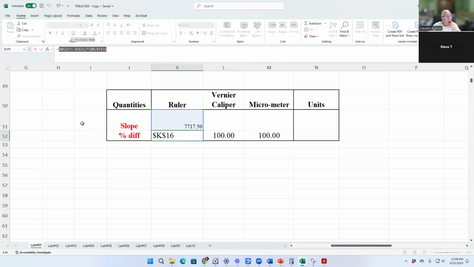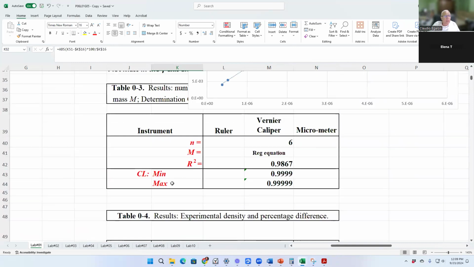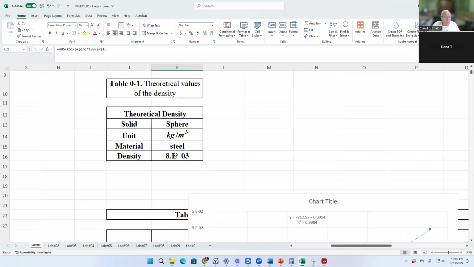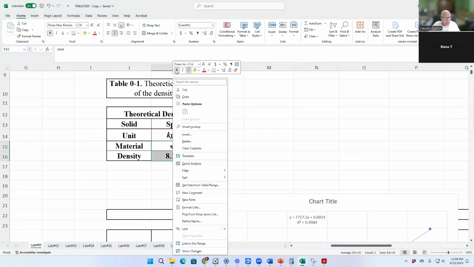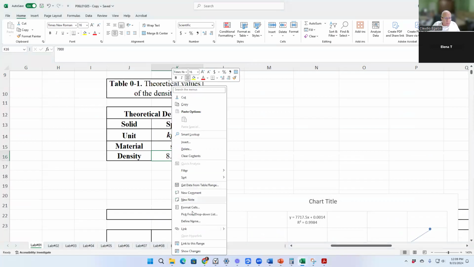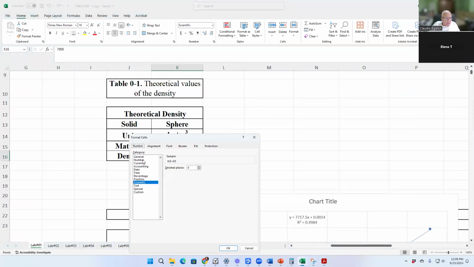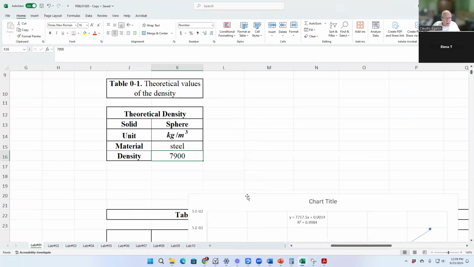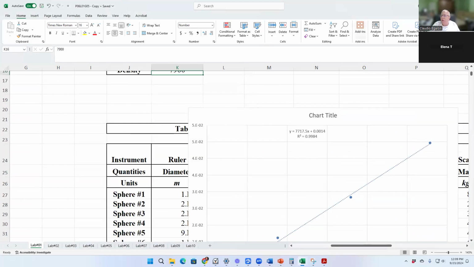Hold on. Okay, yeah, I see it. So do you have the formula there? Yes. Okay, so maybe the problem is that you didn't log the density here at the top. Did you log the density here at the top? I did. But it's not calculating? Okay, you've got to share your screen with me so I can figure out what's going on.